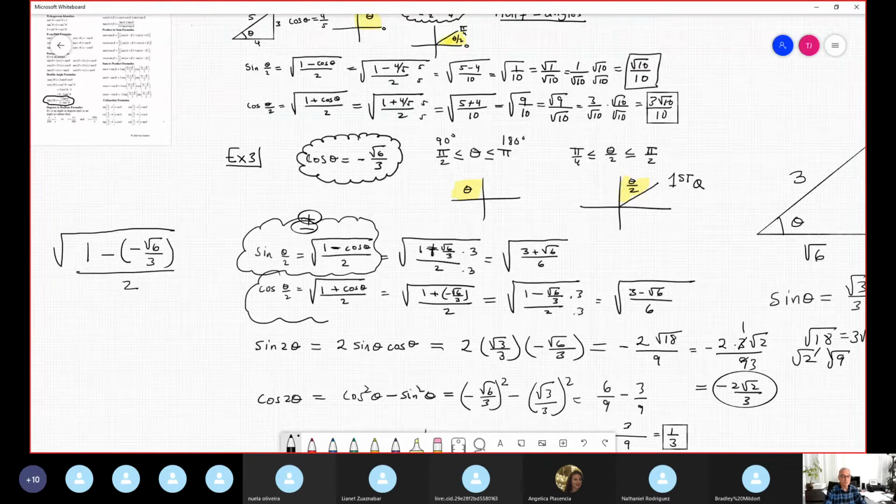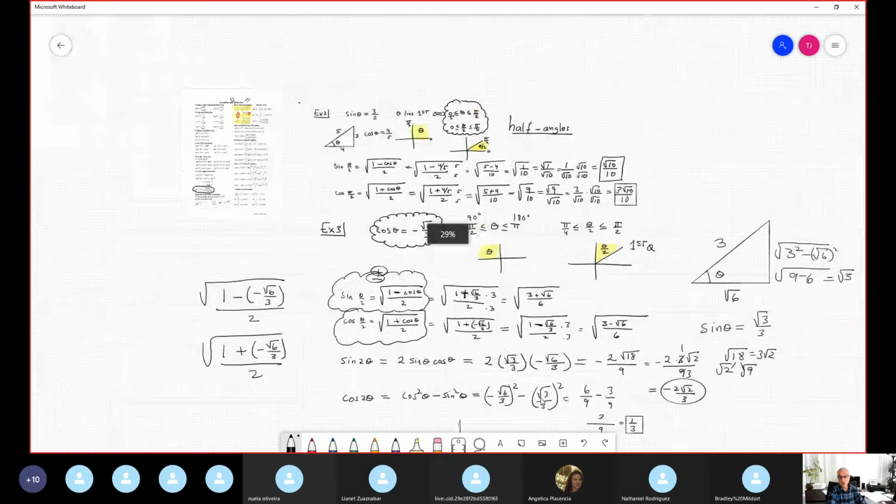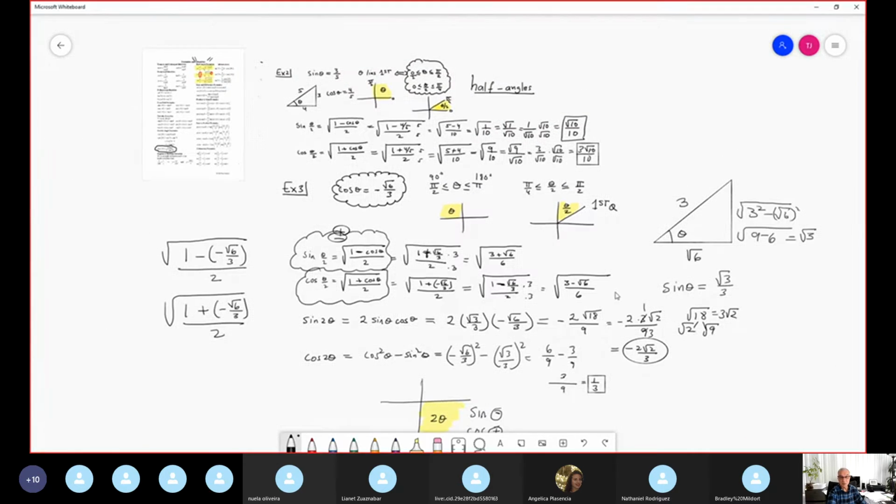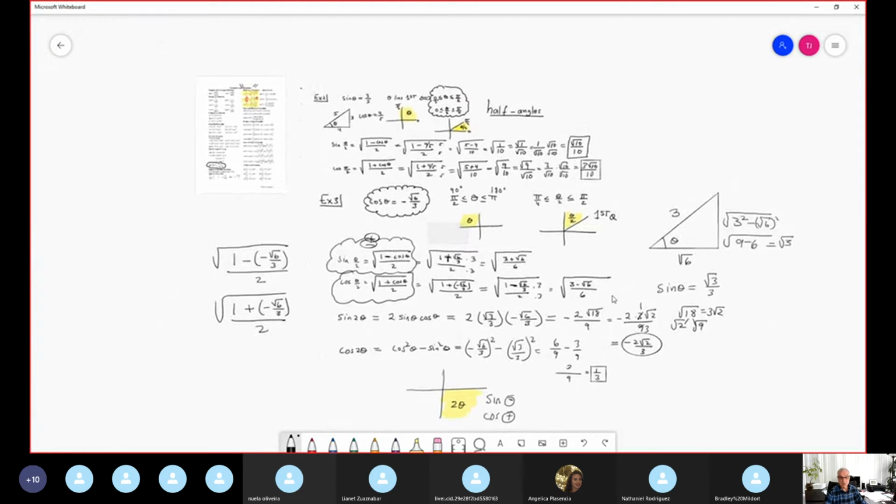Likewise, in this part it is square root of 1 plus negative radical 6 over 3, over 2. And positive and negative is negative, like that. Be careful. This is detailed. You know, mathematics is horrible. If you omit one sign or you do it wrong, everything is screwed up. Okay?